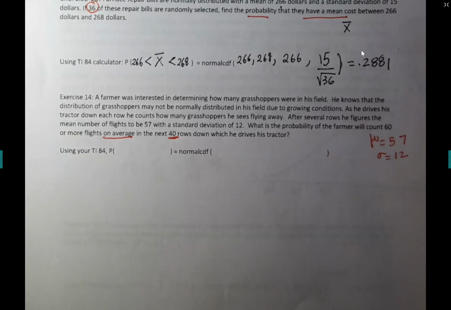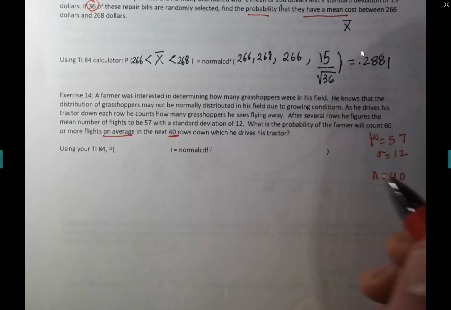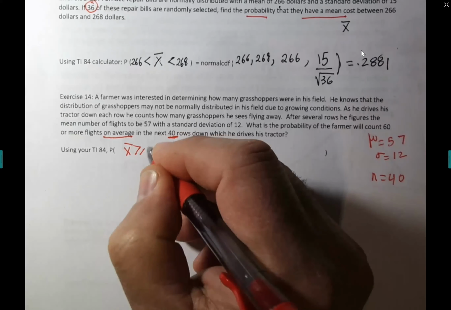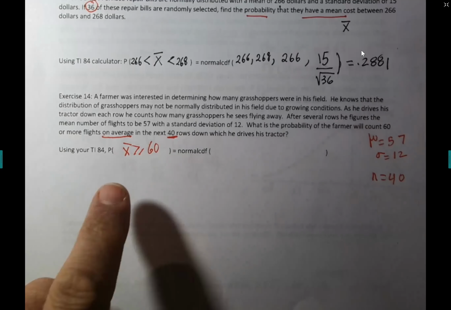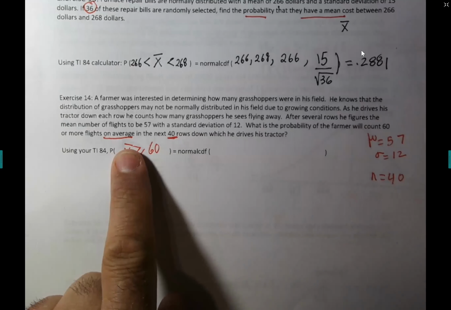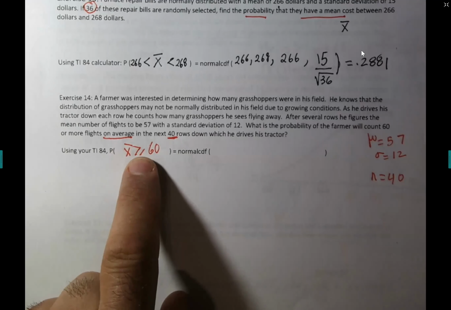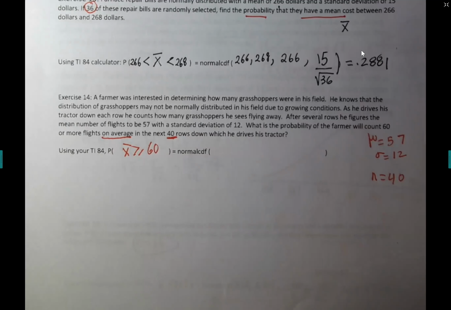And yes, very good. And he wants actually the probability of X bar is greater than or equal to 60. Now, why did I say X bar? Because he says on average. On average means the mean, the sample mean. So probability of, you don't have to put the equal sign, either greater or less than. The equal sign doesn't mean anything in the continuous case because there is no such a thing called exactly 60.